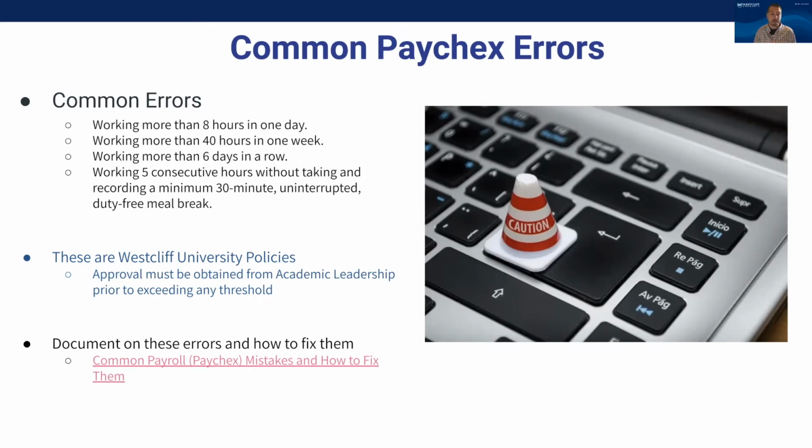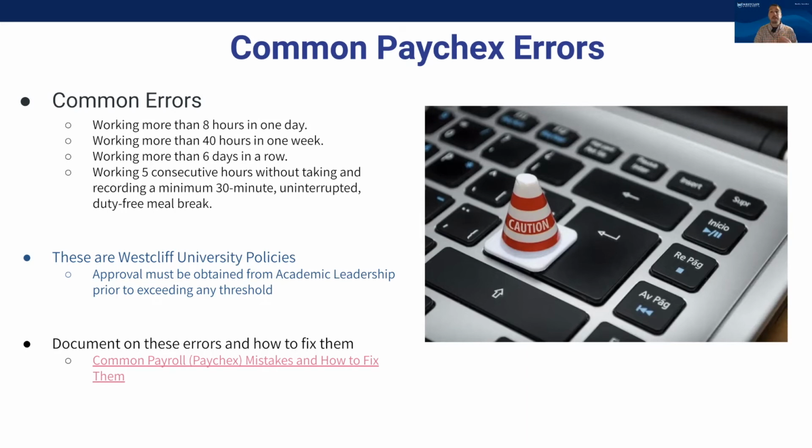time in Paychecks. If you need to violate any one of those policies, you must obtain approval from academic leadership prior to exceeding any of those thresholds. Or if you exceed one of those thresholds, you must get approval immediately thereafter. So you cannot work more than 8 hours in one day, work more than 40 hours in 1 week, work more than 6 days in a row, or not take a break after 5 hours without getting a prior approval from academic leadership before doing so. Please make sure that you are aware of those policies when doing your work here at Westcliff University.